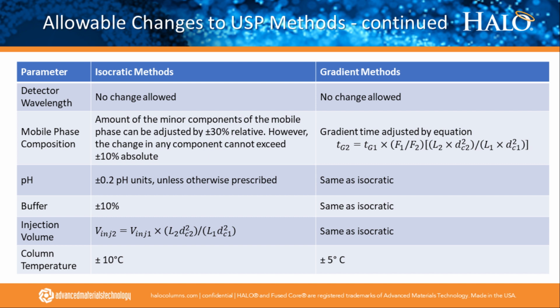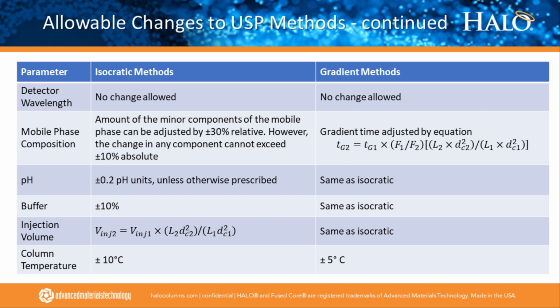Continuing along with the changes, in terms of detector wavelength, there are no changes allowed. For the mobile phase composition for isocratic methods, the amount of the minor component of the mobile phase can be adjusted by plus or minus 30% relative. However, the change in any component cannot exceed plus or minus 10% absolute. In terms of the gradient time, it needs to be adjusted according to this particular equation.